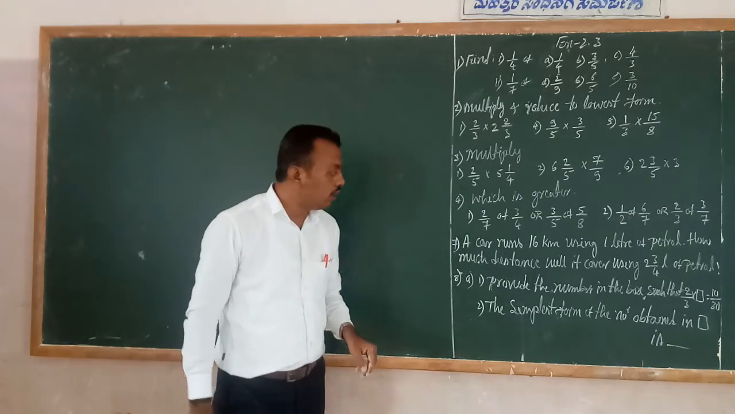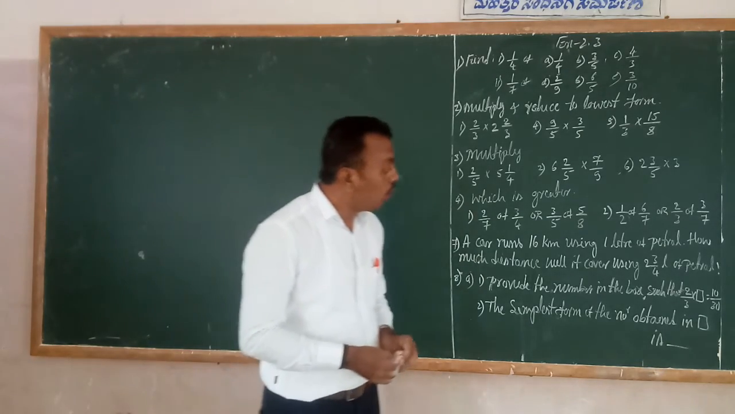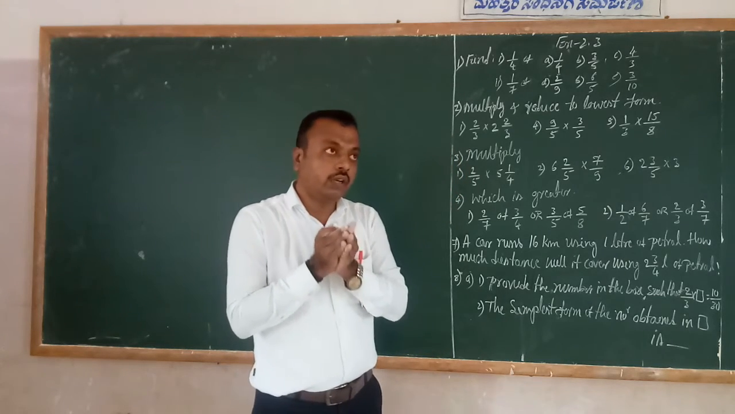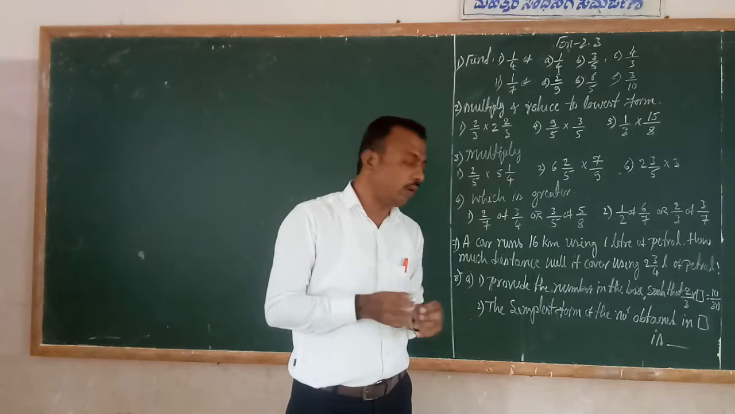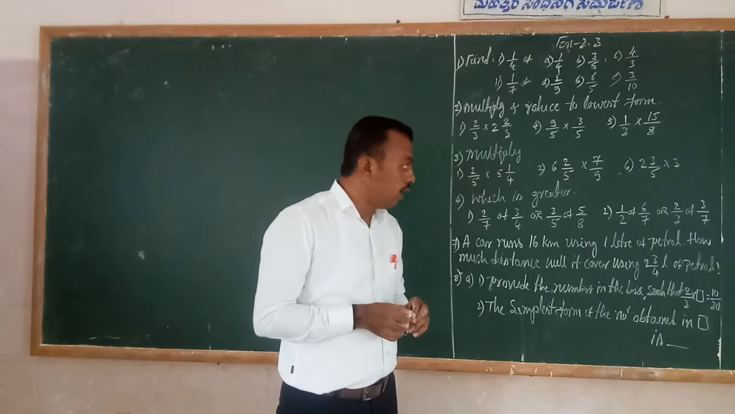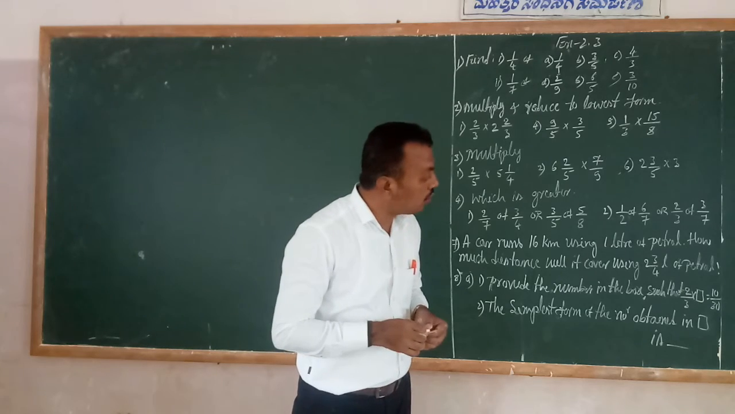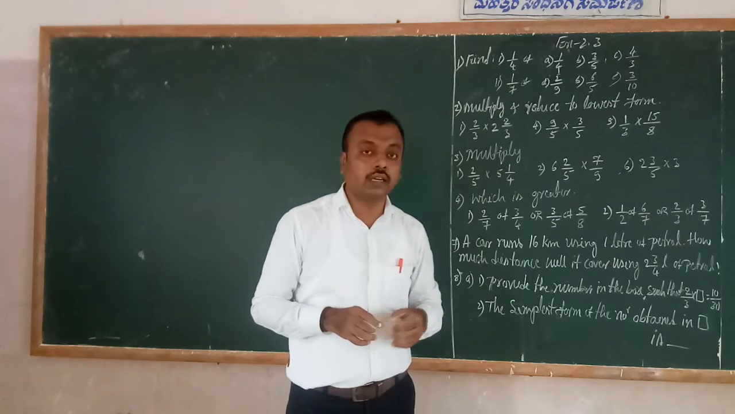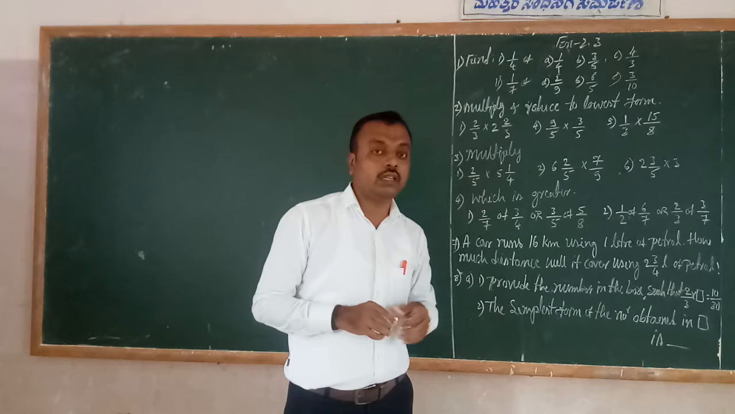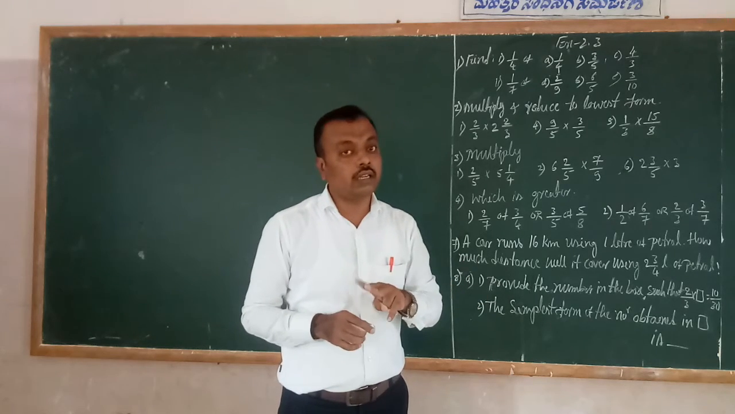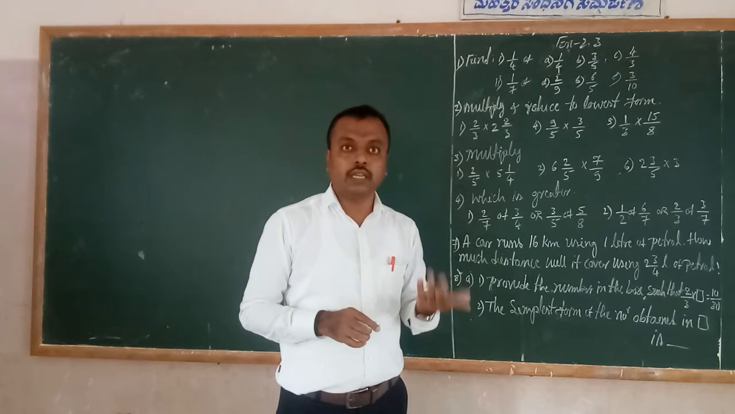A car runs 16 km using 1 liter of petrol. One car is there, 1 liter of petrol is there, and it travels 16 km on 1 liter of petrol. And how much distance will it cover using 2 3/4 liter of petrol? If there is 2 3/4 liter of petrol, how much distance will it cover? If 1 liter, 16 km; 2 liters, 32; 3 liters, 48, like that.